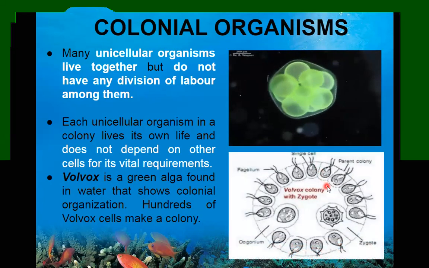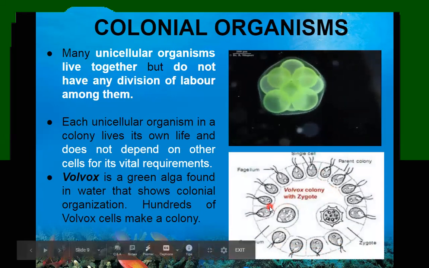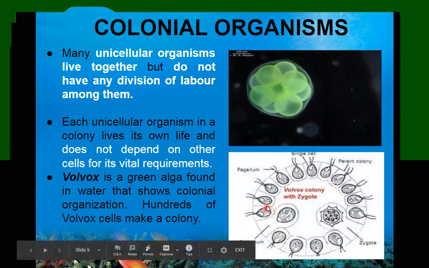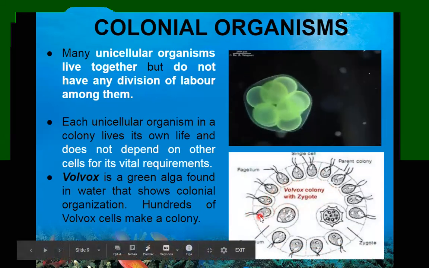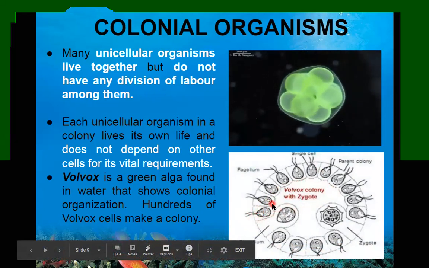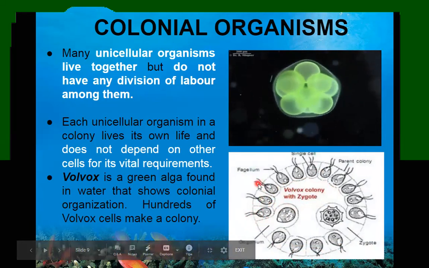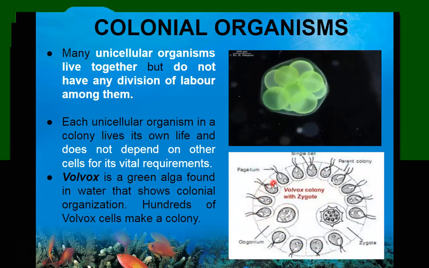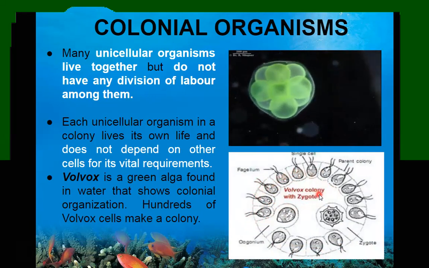This diagram is basically representing how a single volvox cell lives along with the other cells. They are covered with a mucilaginous sheath around them. And you can also see flagella moving out of them. So these are single-celled organisms, but they are living in the form of a group or a colony, and you will not find any kind of division of labor among them.